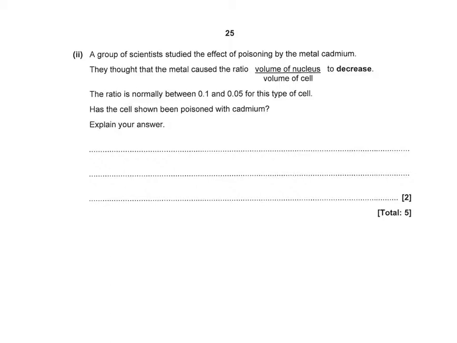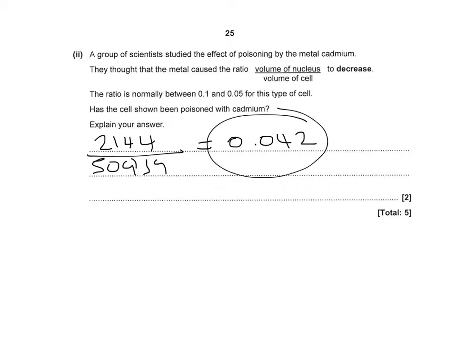So you've got to first calculate the ratio. So it's going to be 2144, that's your volume of the nucleus, divided by 5939, which is the volume of the cell, which is given to you. That equals 0.042. And then your answer is that it has been poisoned because the ratio is less than 0.05.